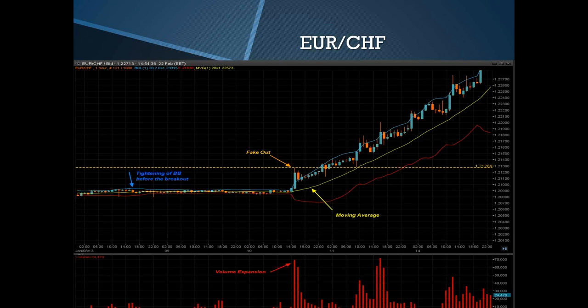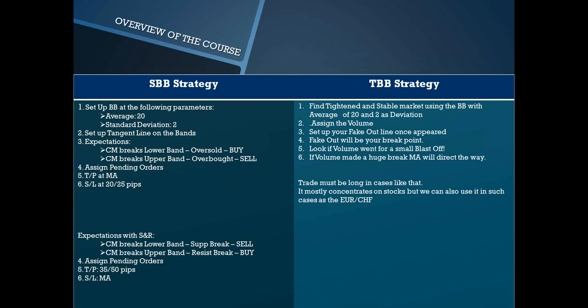If volume made a huge break, the moving average will take a direction afterwards. Look here, moving average here, and the volume expectation. After the volume expectation, the moving average has a direction. Once it has a direction, you know what position to open. Then you open the position when it reaches back to the breakout. But here it was a fake out.